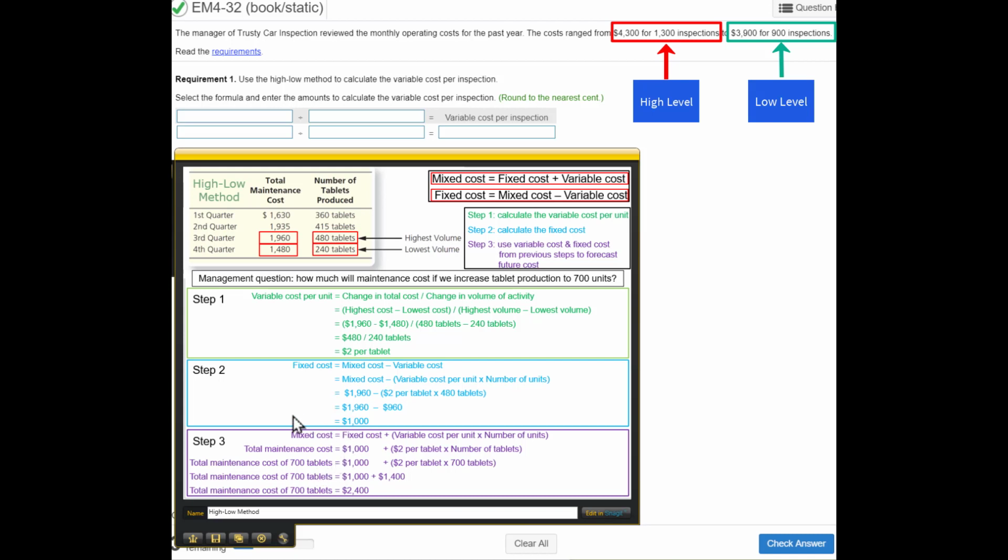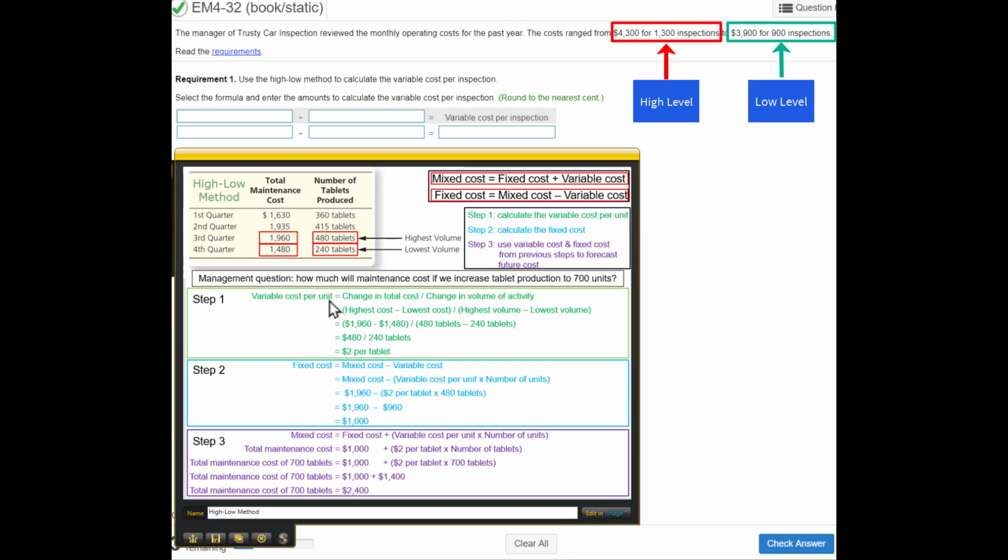So the end result is we found out that the mixed cost, which equals the fixed cost plus the variable cost, was the fixed cost of $1,000 plus $2 per tablet as the variable cost times the number of tablets that they wanted to produce. So that's what we're going to recreate in this homework exercise. So in the first step, it says to use the high-low method to calculate the variable cost per inspection. So we're recreating this step here.